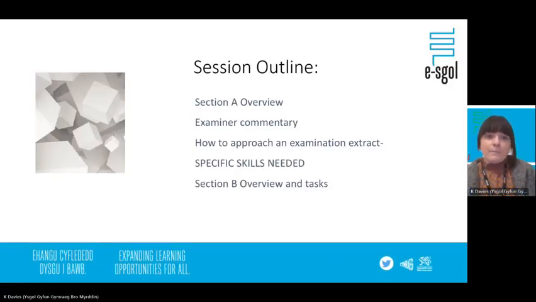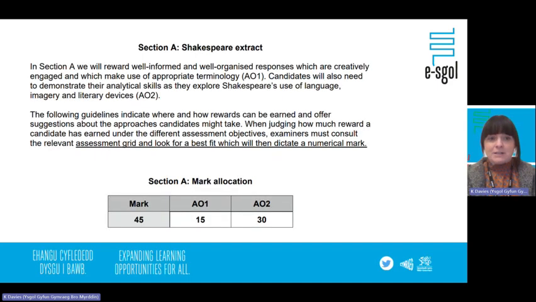What we're going to be looking at is a little bit of an examiner commentary, how to approach an examination extract and the sort of skills that will be required. So for the extract, if you are able to produce well-informed, well-organised responses, you're hitting the AO1 part of the criteria. And then your ability to demonstrate evaluative analytical skills, where you're looking at the use of language, imagery, literary devices, there's your AO2.